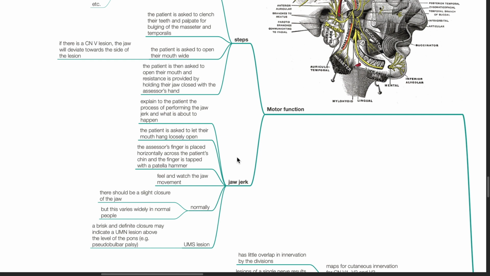Normally, there should be a slight closure of the jaw, but this varies widely in normal people. A brisk and definite closure may indicate an upper motor neuron lesion above the level of the pons, such as in pseudobulbar palsy.